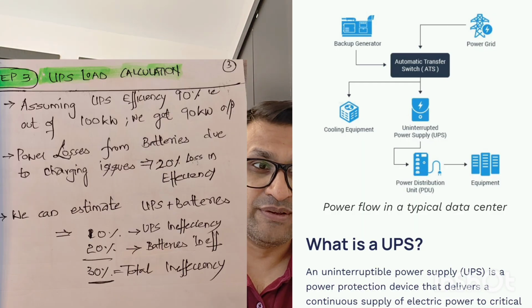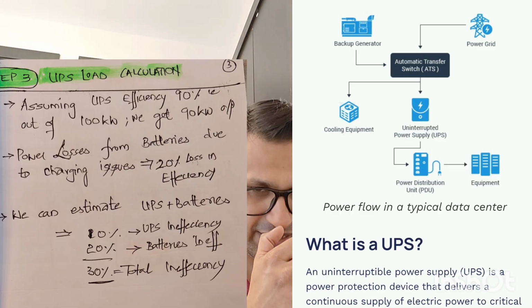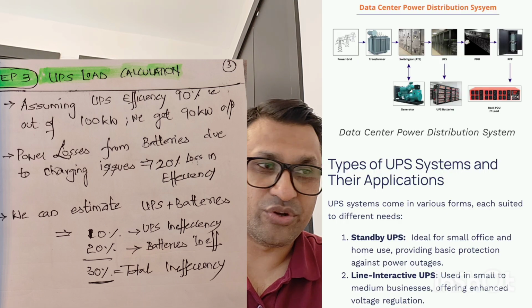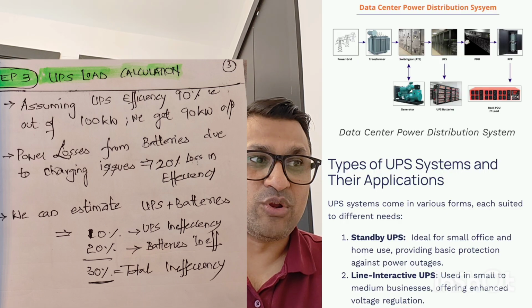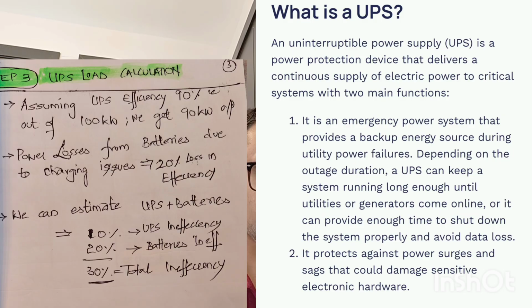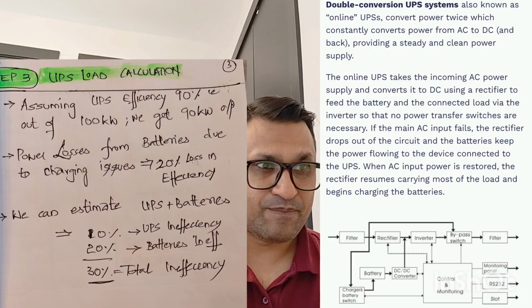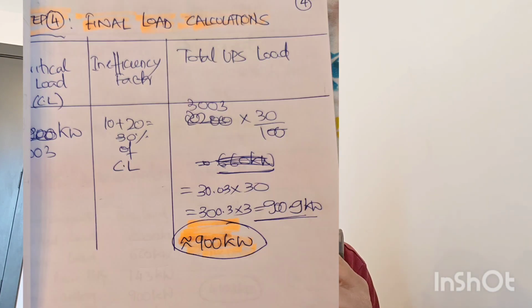And now step 3, UPS load calculation. If you're assuming your UPS is 90% efficiency, that is for 100 watts, you're getting 90. For 100 kilowatt, you're getting 90 kilowatt output. Power losses from batteries due to charging issues and other inefficiencies, let's consider 20%. We can estimate UPS and batteries. That's 10 plus 20%. That's going to be 30% total inefficiency. 10% inefficiency due to the UPS, and then 20% for the batteries. So total inefficiency is 30%.